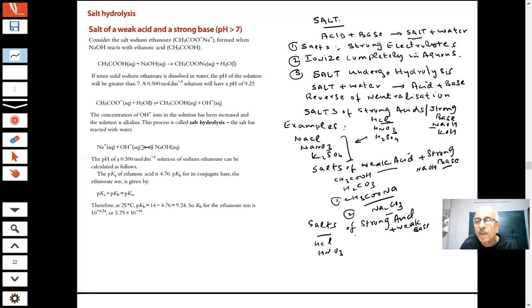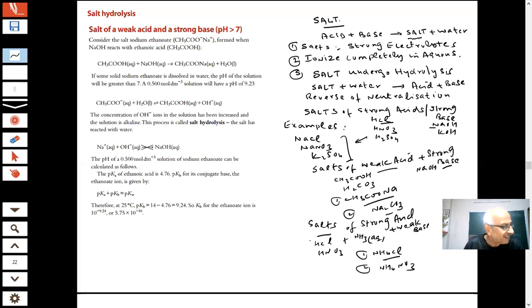Weak base is aqueous ammonia. Yes, NH3. Then what will be the salt of this? What will be the salt of a weak base and strong acid? Both HCl and NH3 will give NH4Cl. Okay. NH4Cl. Or you can have NH4NO3. So these are some of the examples of the salts.